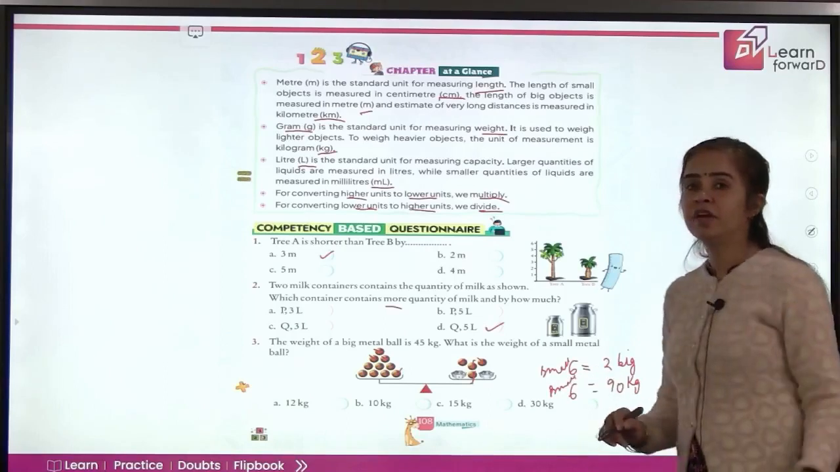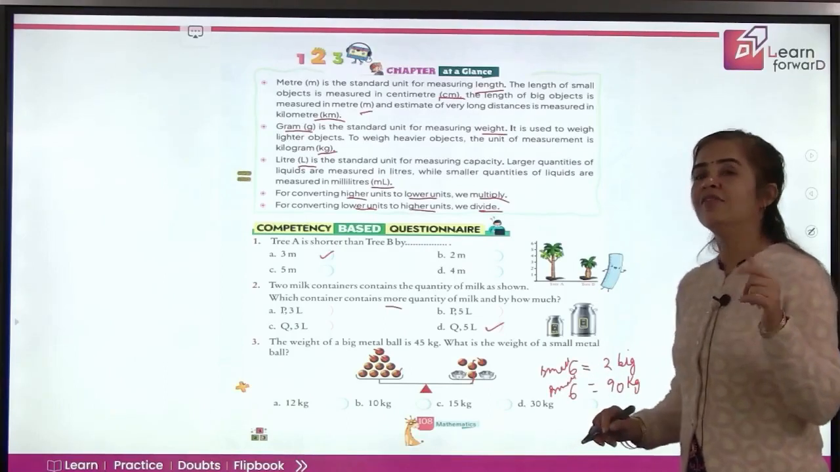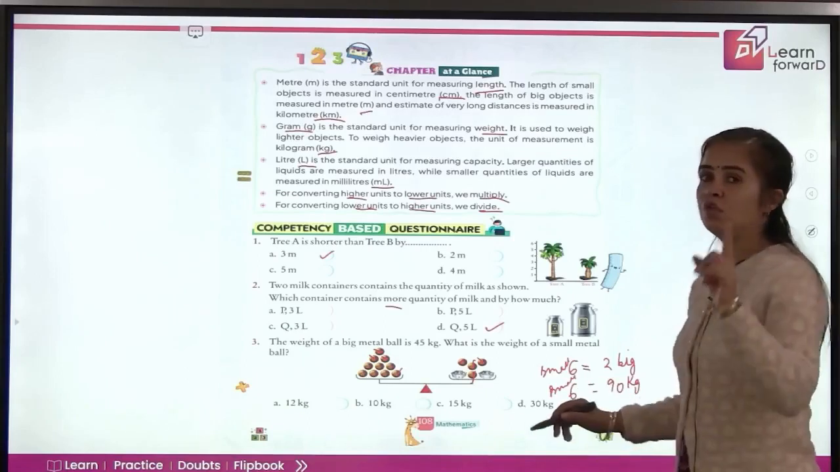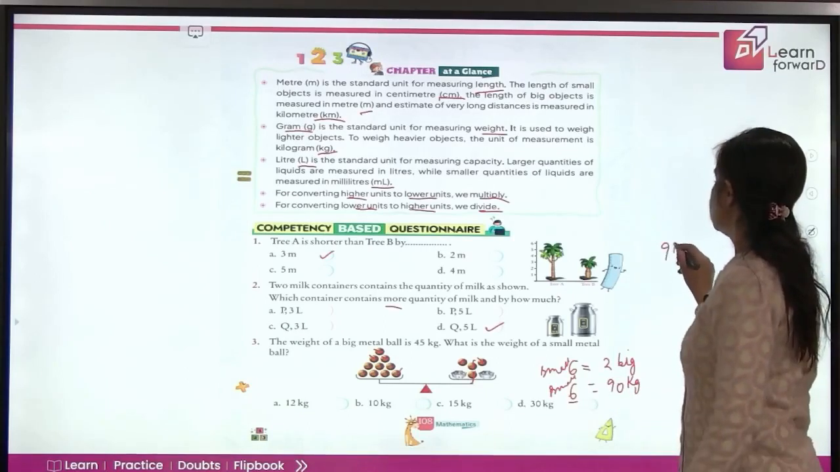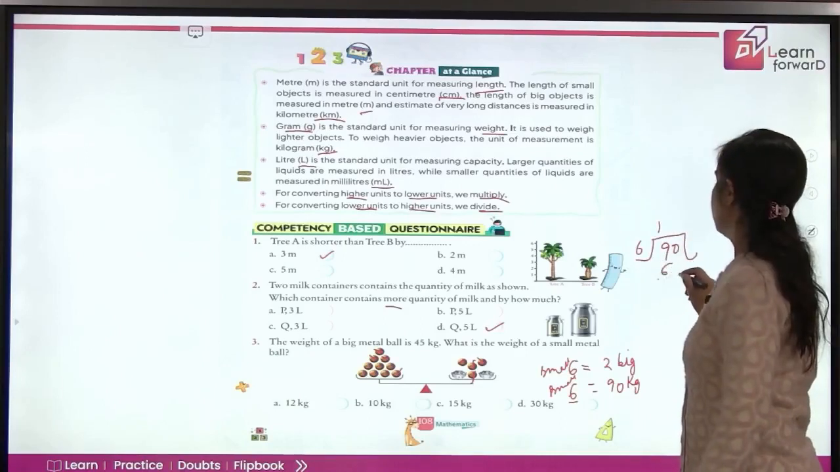So, what will be the weight of one small metal ball? We will divide. You know about many, you want to know about one. So, 90 divided by 6. Just find out what do you get? You get 15.